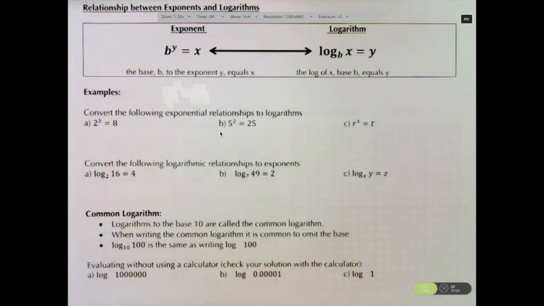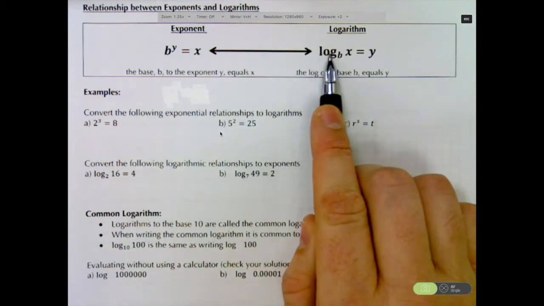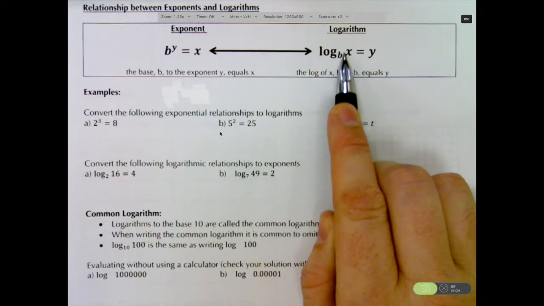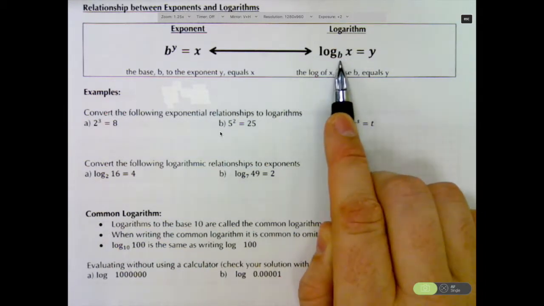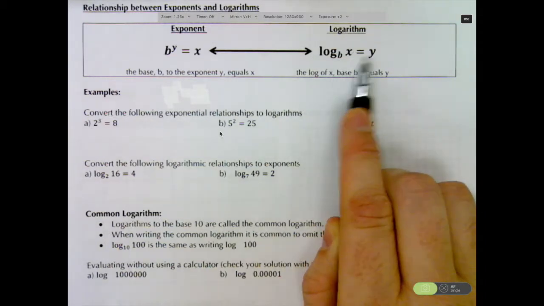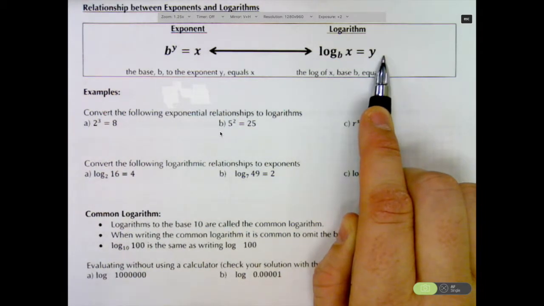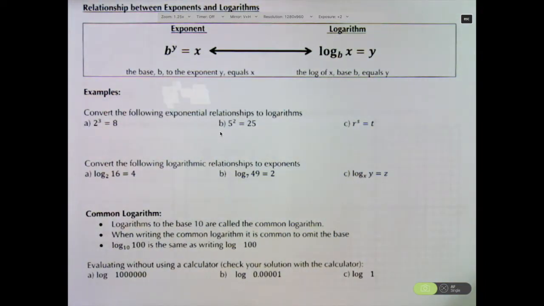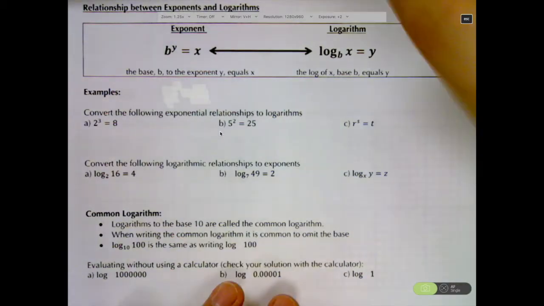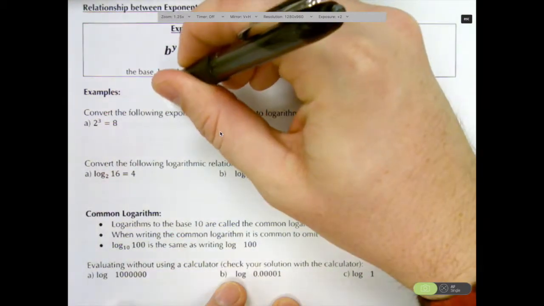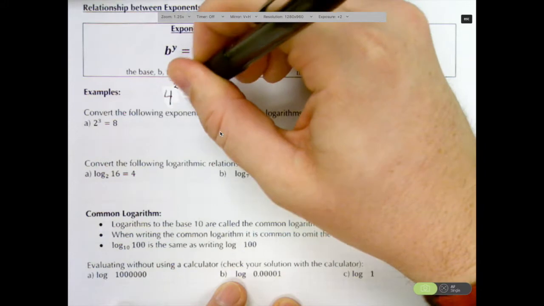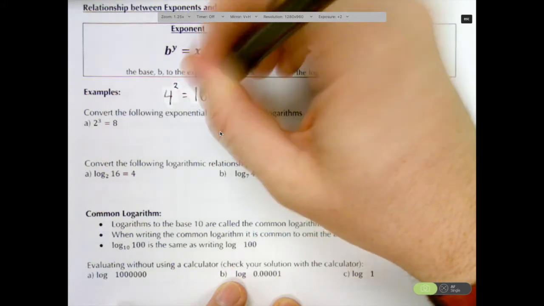The way a logarithm is constructed is we have a logarithm of a value x to a base b is equal to y. The relationship here between exponents and logarithms might be easier seen through an example. So for example, we have, say, 4 to the exponent 2 equals 16.